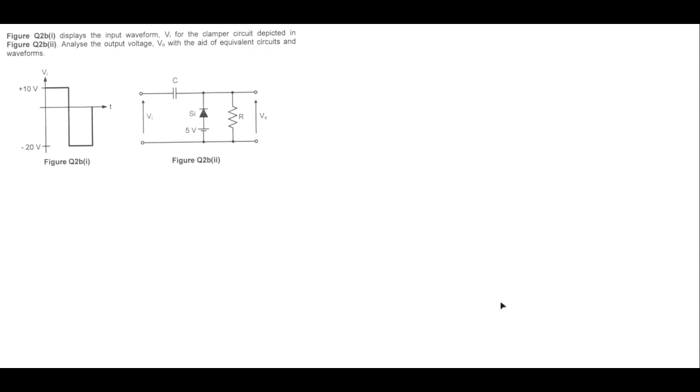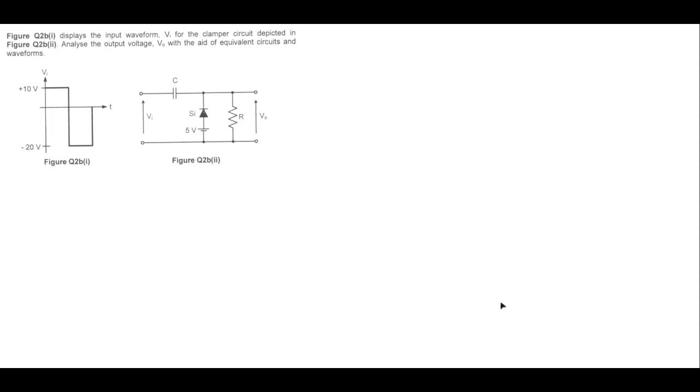Today I would like to share how to perform the circuit analysis for clamper diode applications. Alright, okay, we move to the first question. Figure Q2B1 displays the input waveform Vi for the clamper circuit depicted in figure Q2B2. Analyze the output voltage Vout with the aid of the equivalent circuit and the waveform.